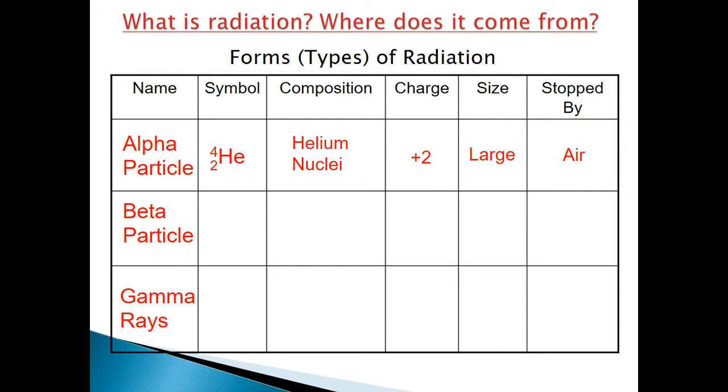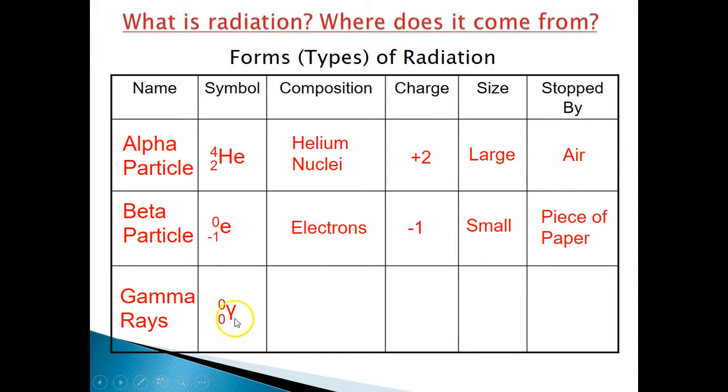As far as radiation goes, it's rather large, and alpha particles are so large they can just be stopped by air. So beta particles, their symbol is a lowercase e. They have a mass number of 0 and an atomic number of -1. Now their composition is electrons. That's why we give the beta particle the little e as a symbol. Now electrons, we know, have a charge of -1, and compared to alpha particles are going to be very small. Now beta particles can travel through air, but they can be stopped by something as thin as a piece of paper. And finally, gamma rays.